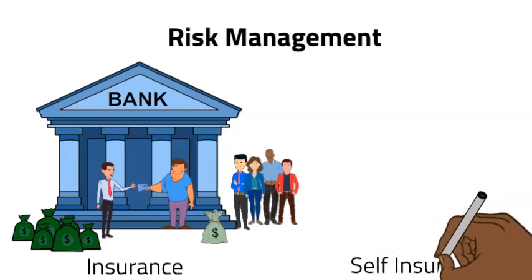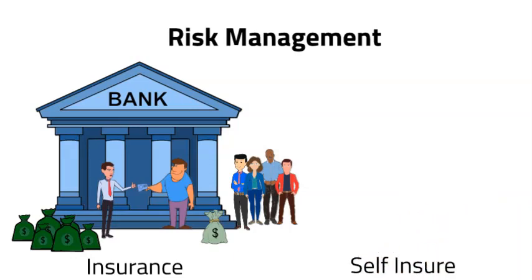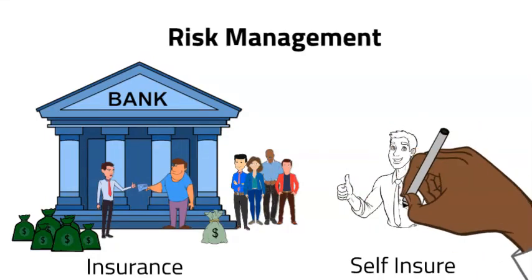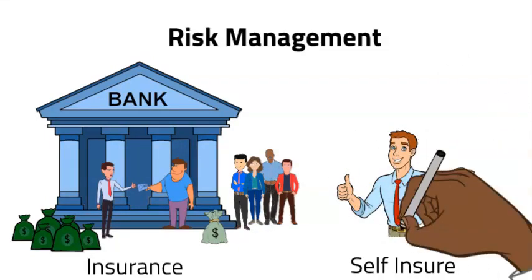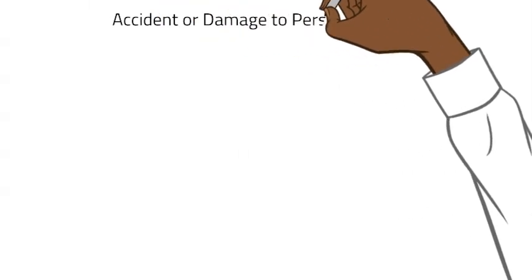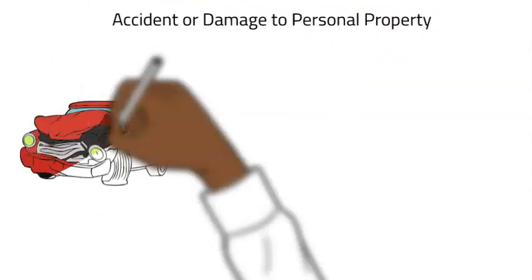Alternatively, some people choose to self-insure by using money that they've saved up to cover any costs that may arise due to a risk event. While that method can work for some, most people opt to leverage insurance to reduce the possibility of the costs exceeding their savings. Now let's talk about the different types of insurance you can buy.